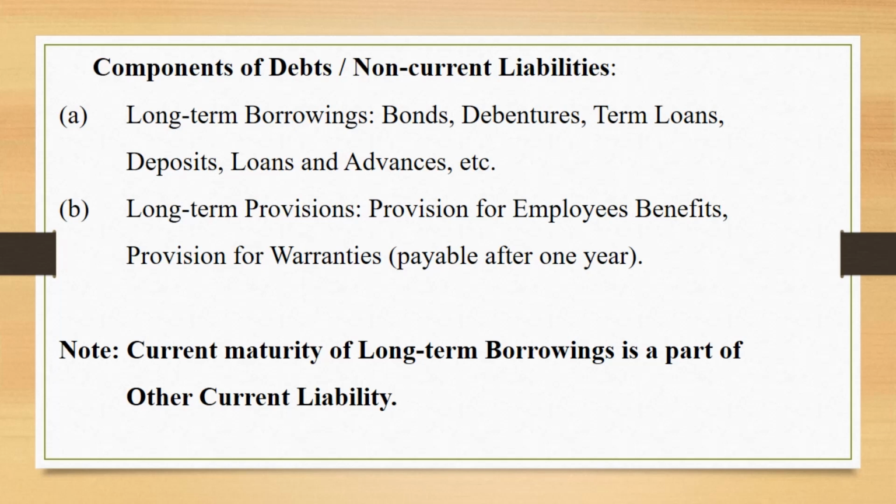Over here, one needs to take care that any current maturity of long-term borrowing will be a part of other current liabilities. It may happen that debentures are redeemable in installments. Term loans are also redeemable in installments. So any such redemption which is going to take place within the next 12 months is a part of other current liabilities, and that will not be included in long-term debt.